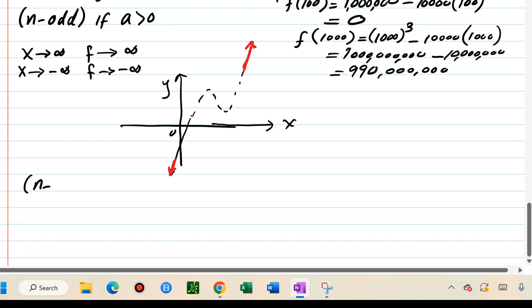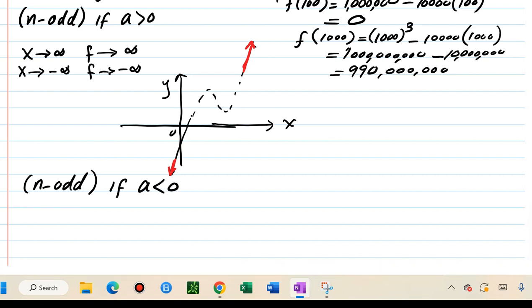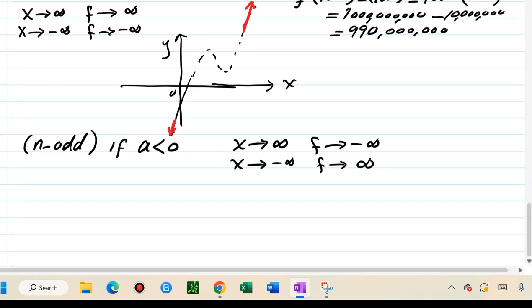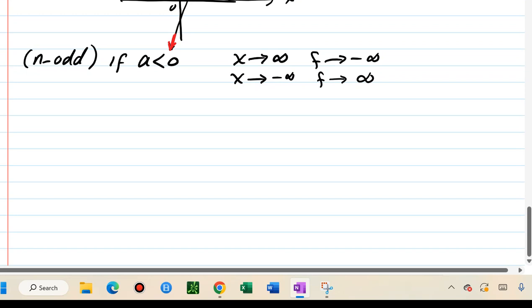We still look at n odd, except if the coefficient on the leading term is now negative. If the coefficient on the leading term is negative, then as x becomes very large, the function approaches negative infinity because of the negative in front of that term. And if x approaches negative infinity, then f approaches positive infinity. So how is this going to look like?